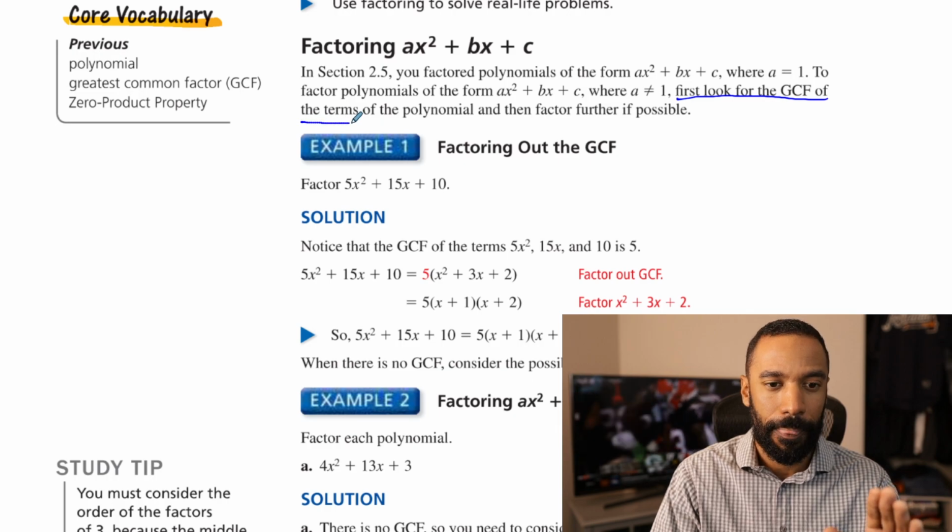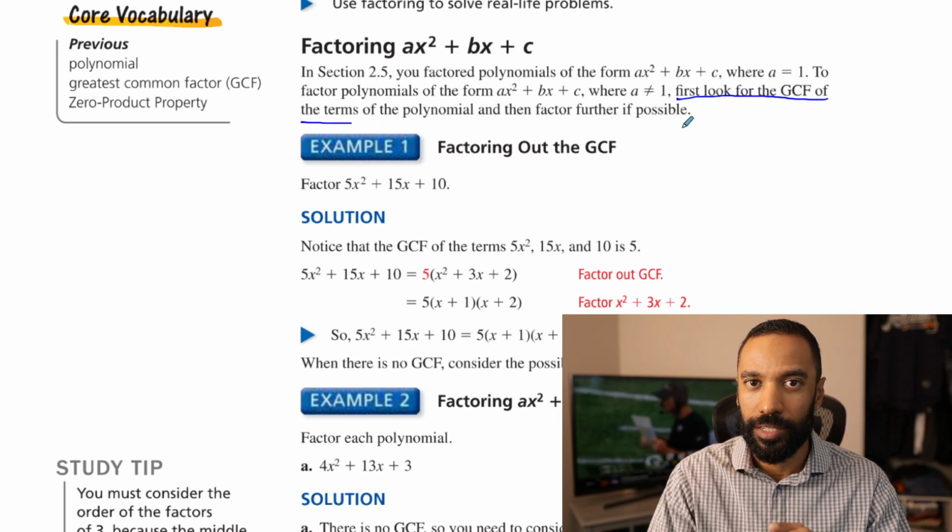Every time that you do factoring, you are always seeking the greatest common factor first, which includes leading negatives, a negative leading coefficient. If that's the only thing to factor out, you do so. But any extra x's, any extra factors of 2, anything like that, you factor out the GCF first.